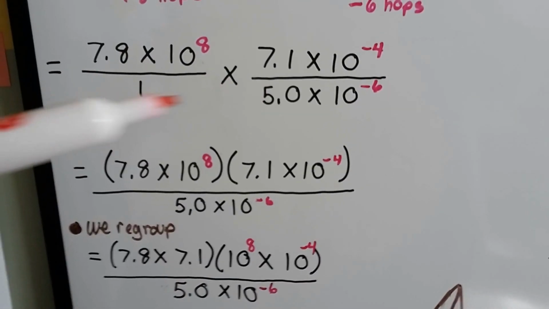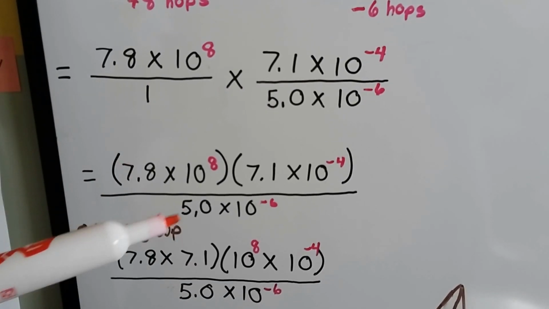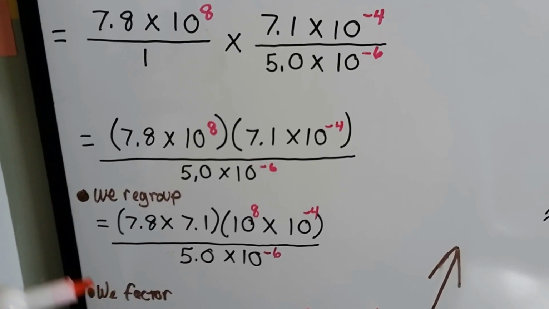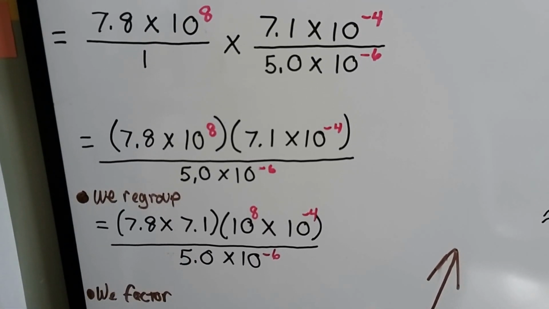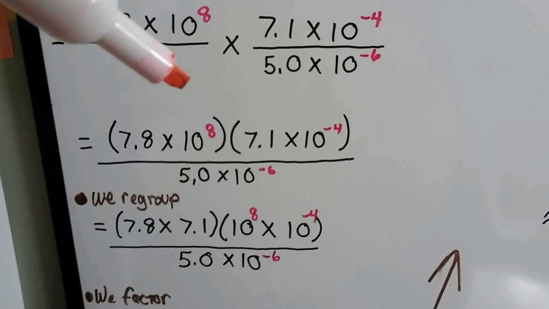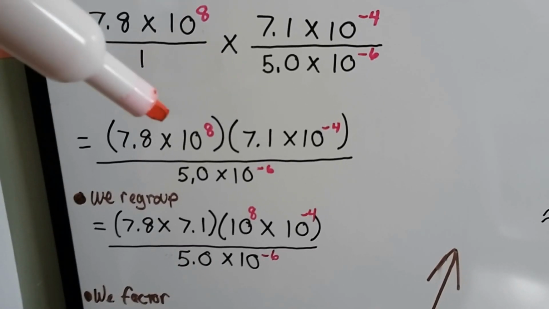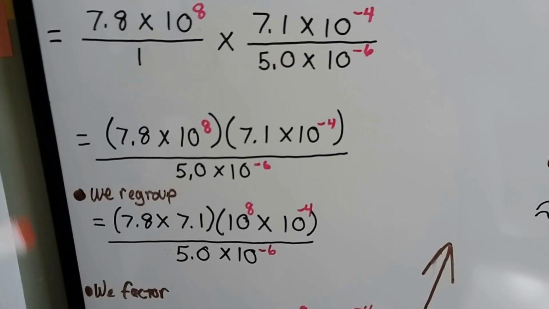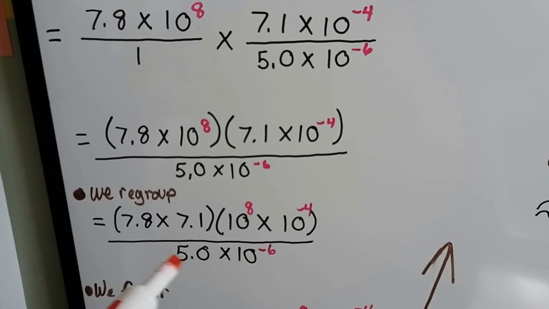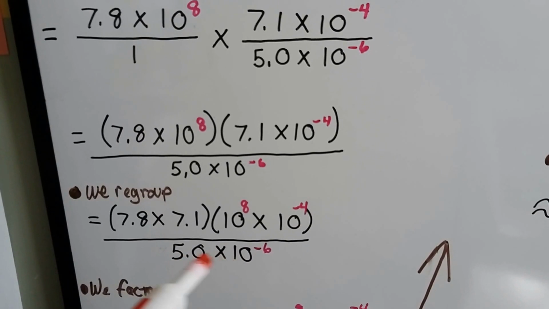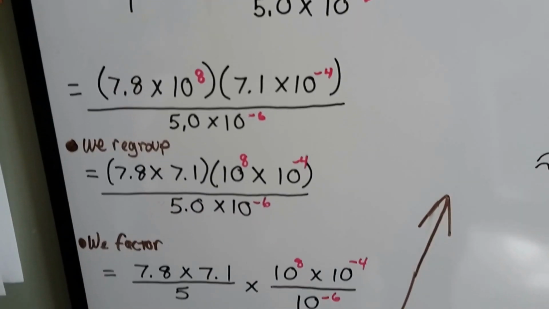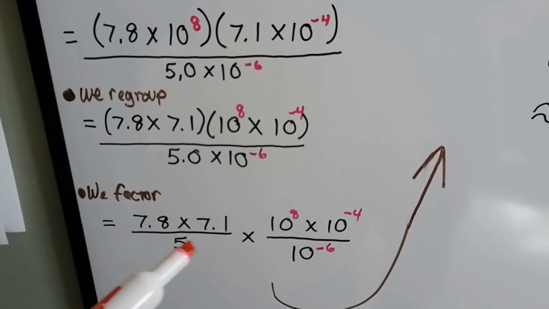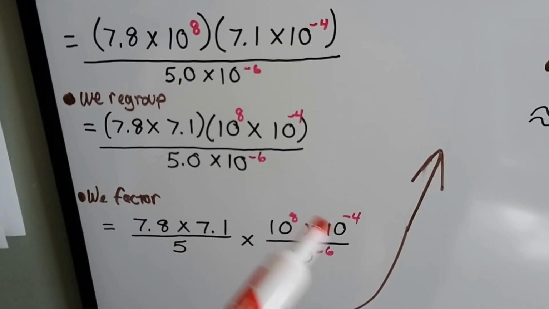We multiply this denominator by 1, and the whole thing is over that denominator, isn't it? We can regroup these with the associative and commutative properties. We can change their order and put the 7.1 over here with the 7.8, and we can put the powers of 10s together. And it's all over the denominator of 5 times 10 to the -6. Now we can factor these. We have these together, and we have the powers of 10s together, okay?